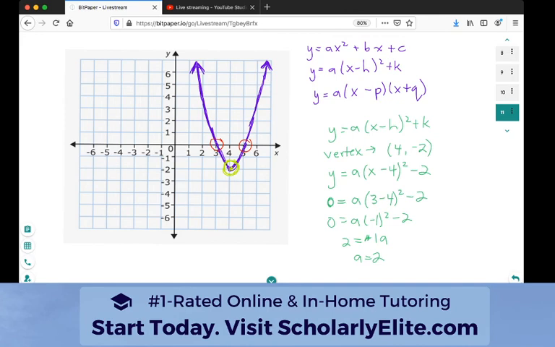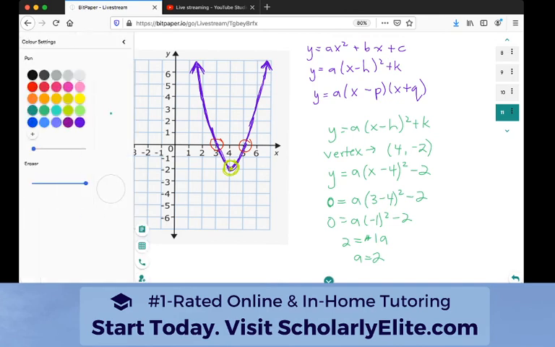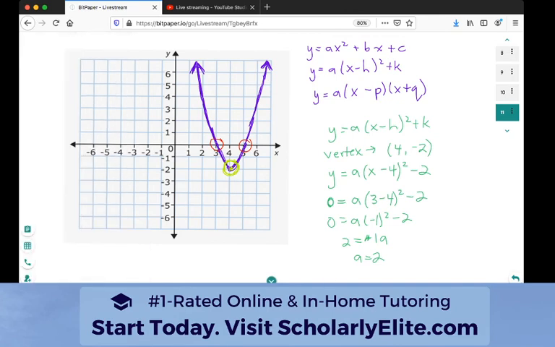Okay, guys, so let's double check everything here, plugging it all in. So our final answer is going to be y equals 2 times x minus 4 squared minus 2. And that tells us this equation right here. That's the equation of this graph.